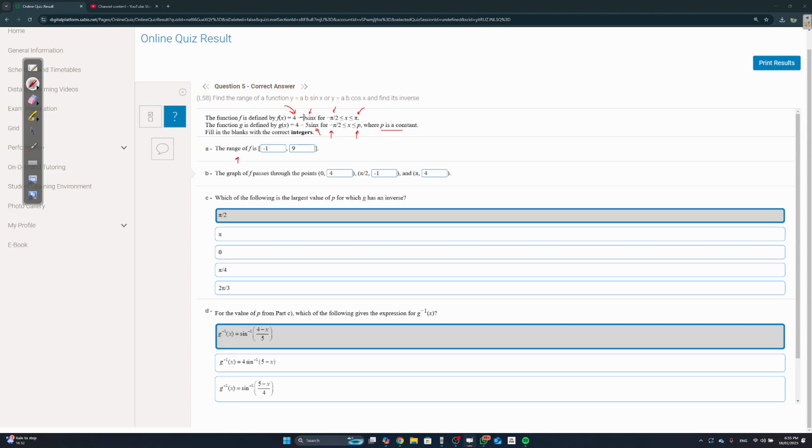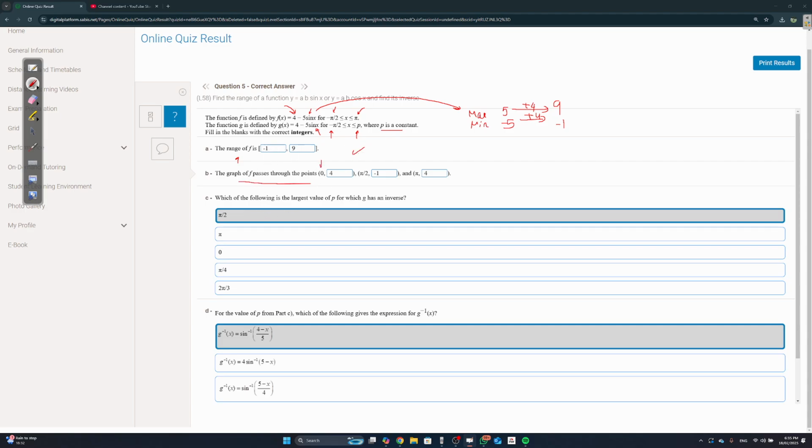Find the range of f. 4 minus 5 sine x. What's usually the minimum and maximum value? The minimum is usually -5 and the max is 5. But we're adding 4. So what do you do? 9 and -1. Okay, so from -1 till 9. So we always go from smallest to biggest.